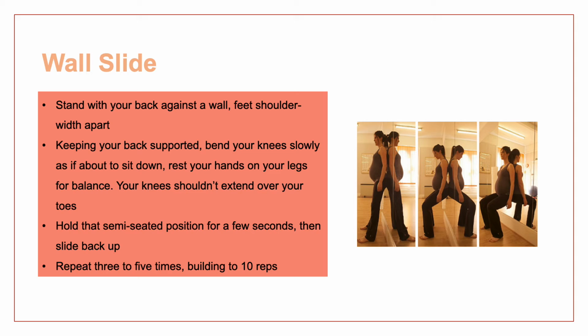Next is wall slide. This exercise starts with standing with your back against the wall, with feet shoulder width apart. Slowly bend your knees while keeping your back supported. Then hold that position for a few seconds, then slide back up. You must repeat this exercise 3 to 5 times. Wall slide exercise helps in strengthening the arm muscles, relieves back pain, and improves balance.